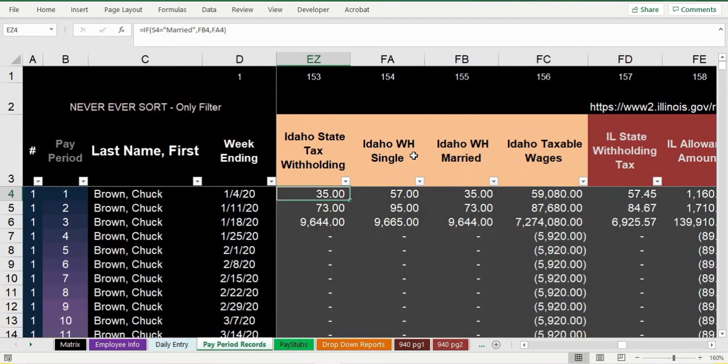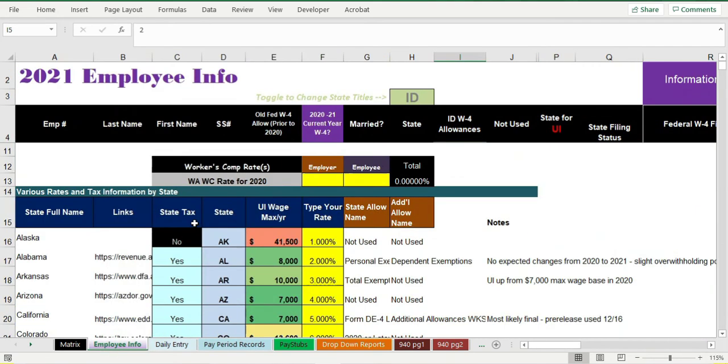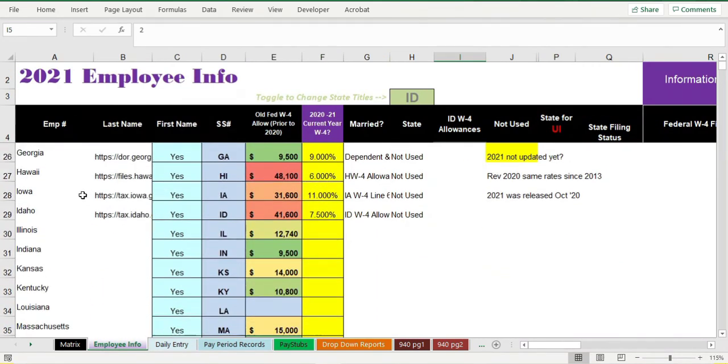So under 5 minutes, Idaho, not too bad. Idaho looks current for 2021. I don't think they're changing anything else. So we are rolling down the line. Look at us go. I have gotten, just tonight, I did Hawaii, Iowa, and Idaho, and Illinois is really easy, and I might even do Indiana.